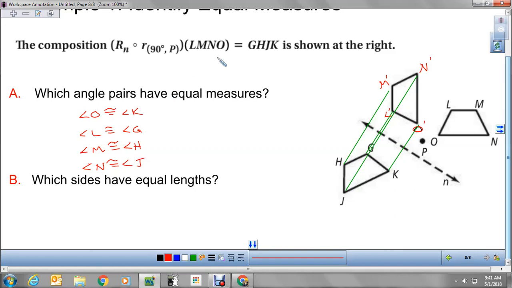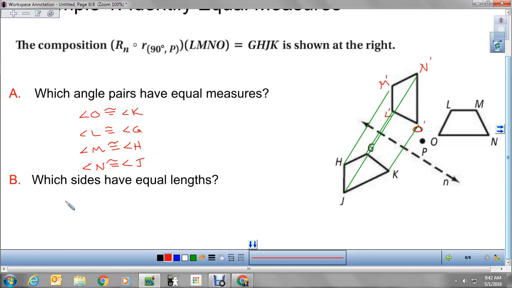So O is with K, last and last. L is with G, first and first. M is with H, and N is with J. So one thing you can notice here is that each of these will match up in the same order like we've always done in congruent figures. So this congruency statement can let us also figure out, without even having to look at the picture, what is going to match up with what.